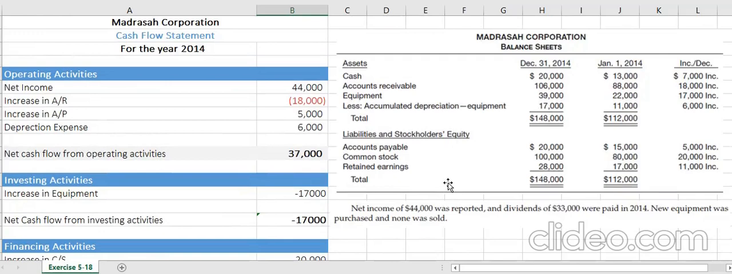So ladies and gentlemen, this is how you prepare a simple cash flow statement. The exercise was exercise 518. I hope you got the basic concept of the cash flow statement.